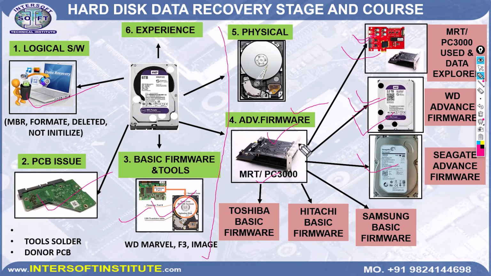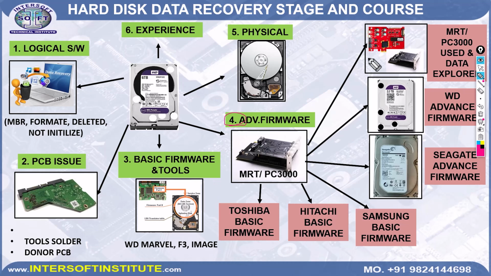So first, you have to do this beginner course. If you already know, then you can go to the PCB problems, then basic firmware. If you want to learn without any tools, you can do that. But with basic firmware, you can do only 20-30% of the tasks, because it doesn't unlock and all those things. Normal tools cannot do it. If you want to work at a professional level, then you have to buy the MRT or PC3000, and then you can do these tasks. Okay, this is our fourth module.